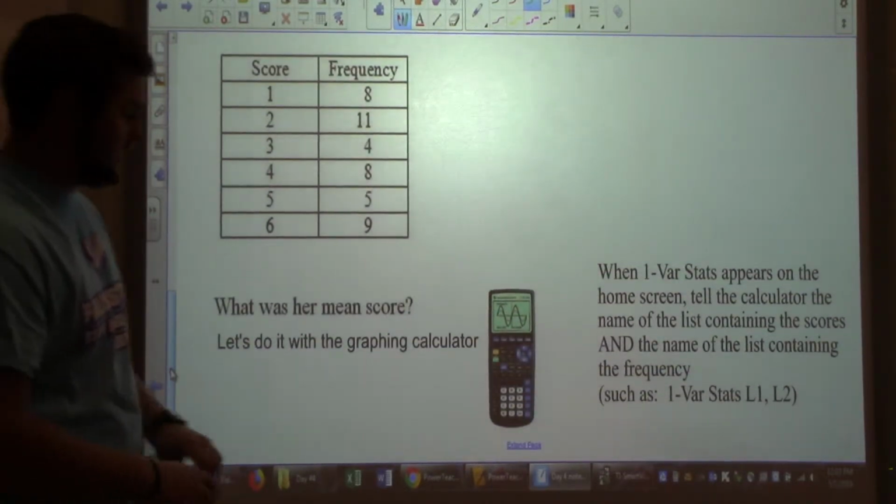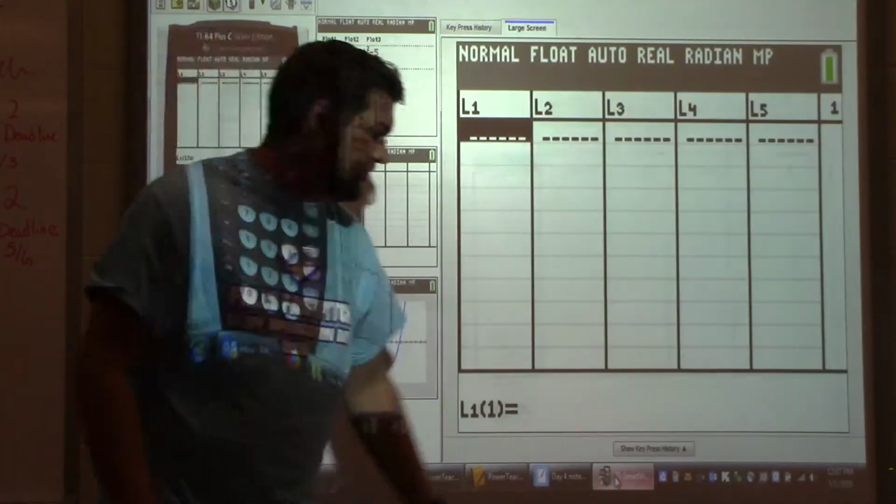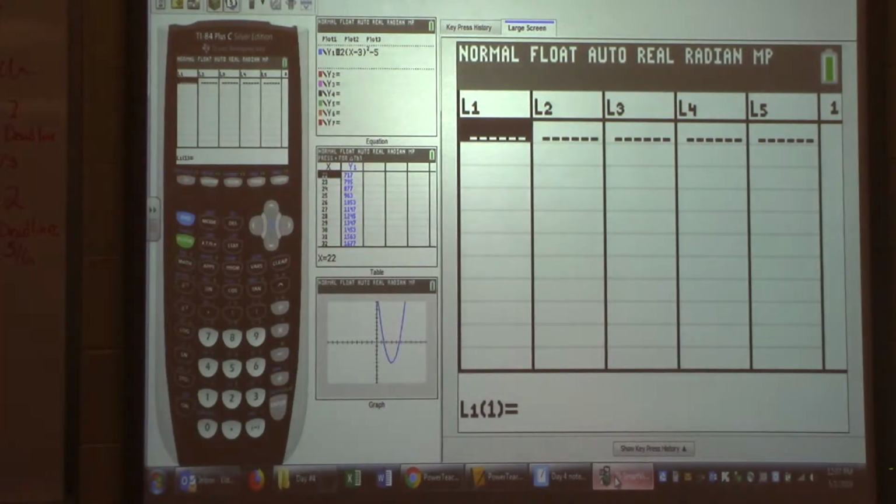Now let's do it in our graphing calculator. So, what I want you to do, in list 1 should go your scores. So scores should be list 1. Your frequency list should be in list 2.